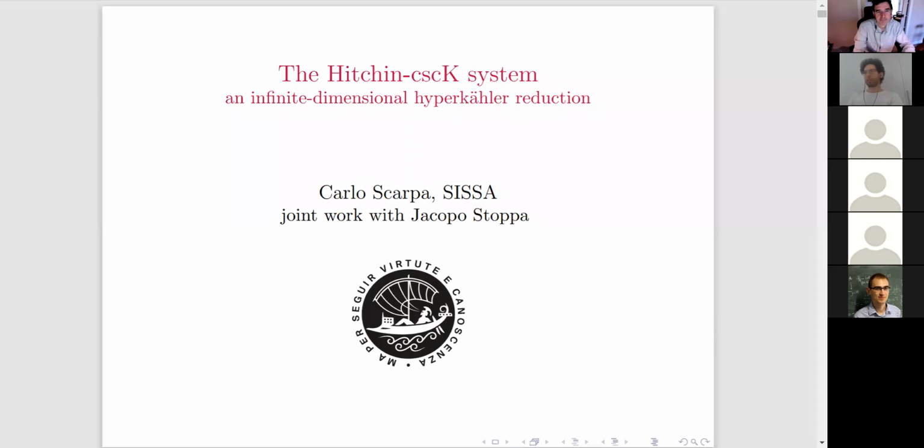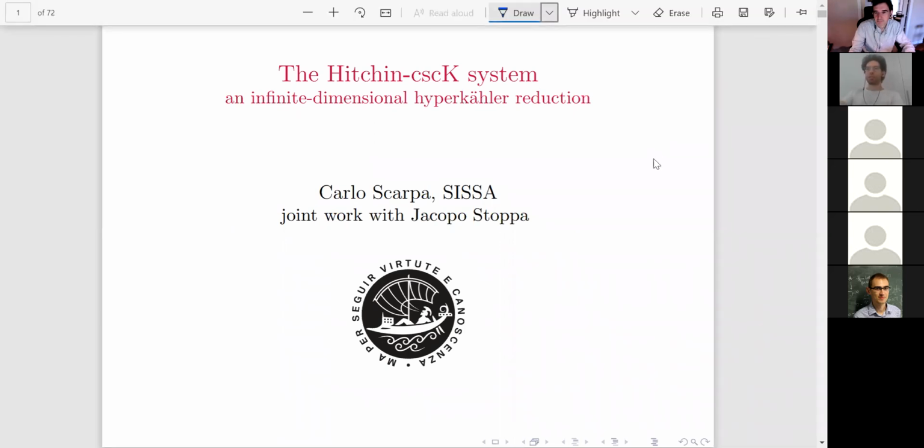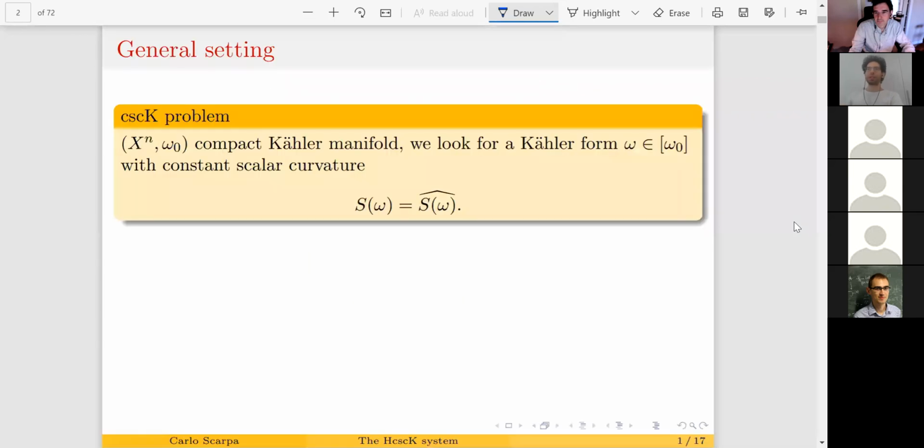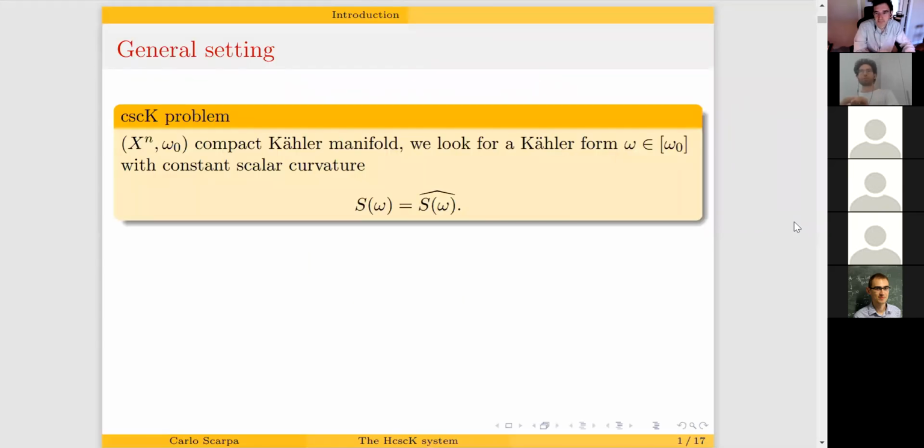...of a new system of differential equations that we call the Hitchin constant scalar curvature system. All that I'm going to talk about is joint work with my supervisor, of course, Jacopo Stoppa, also in SISSA. Okay, so the general setting is that of the CSCK problem.